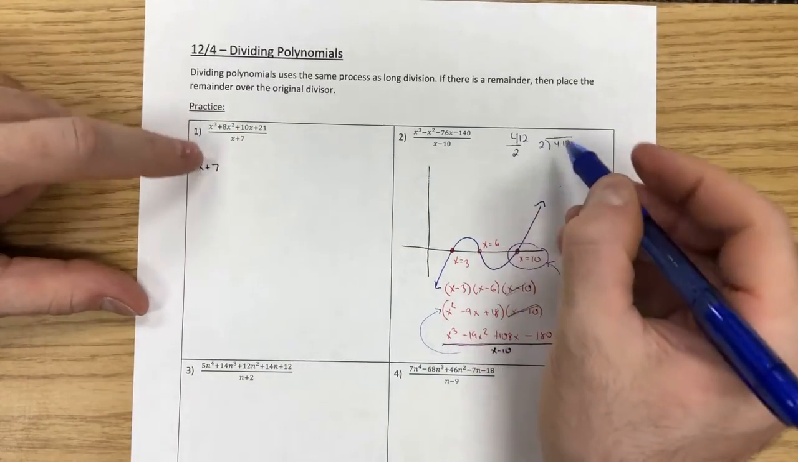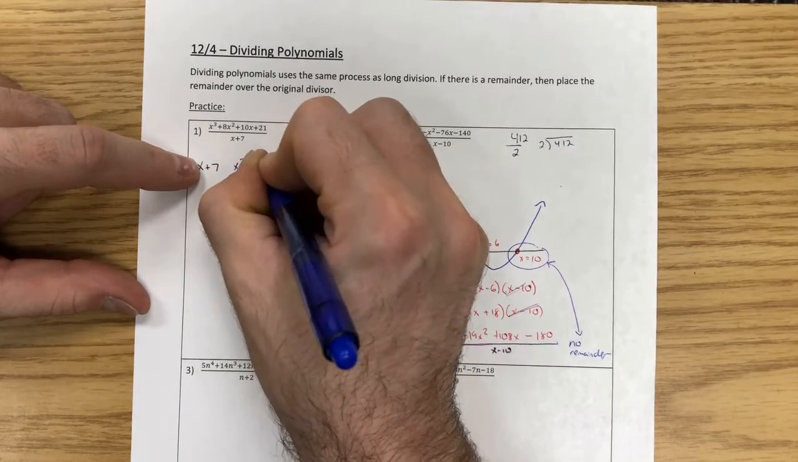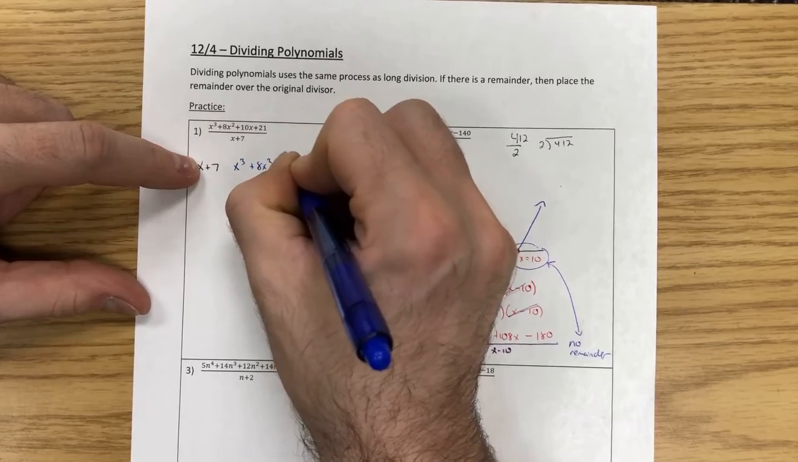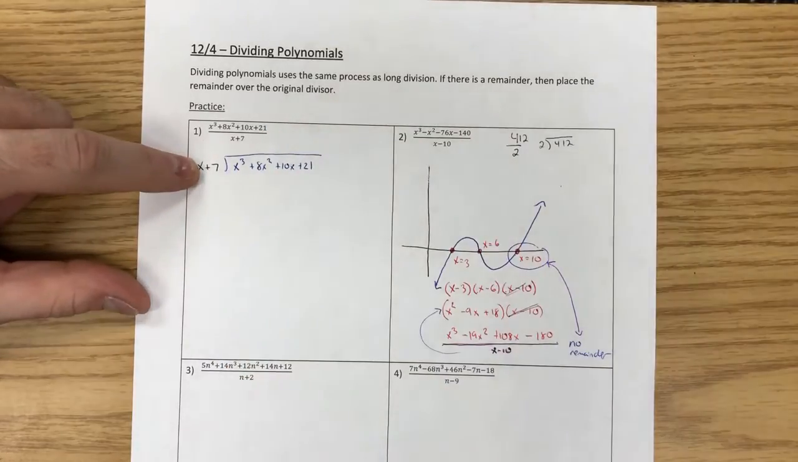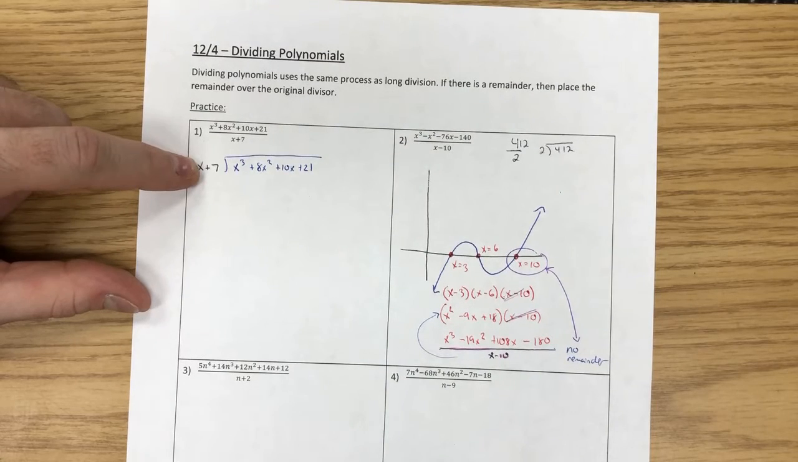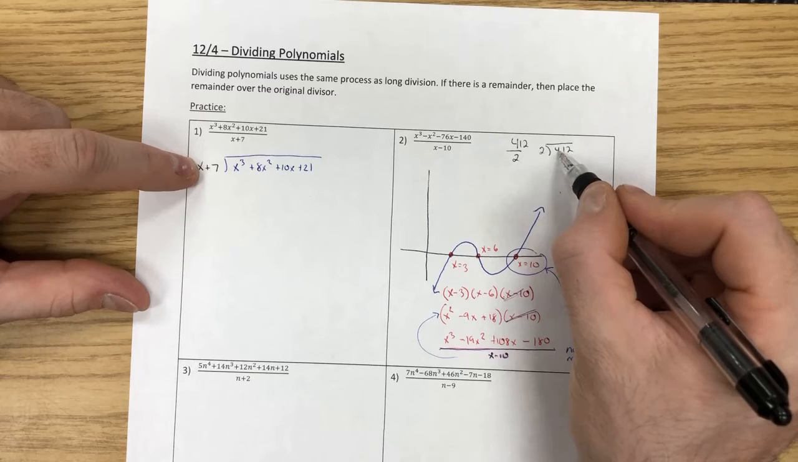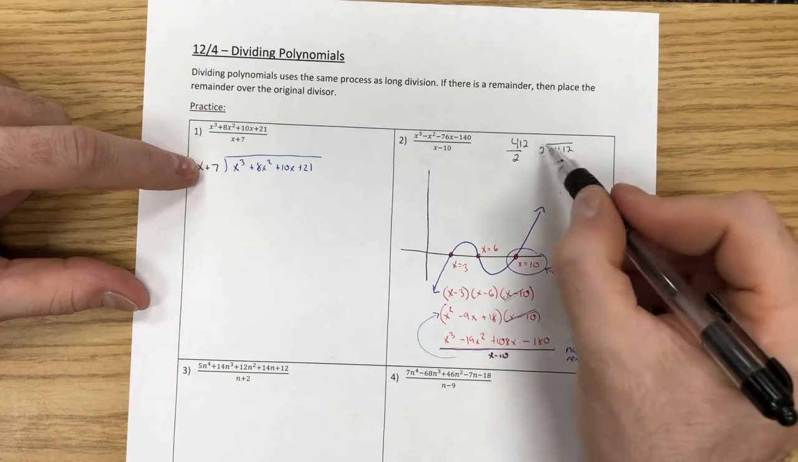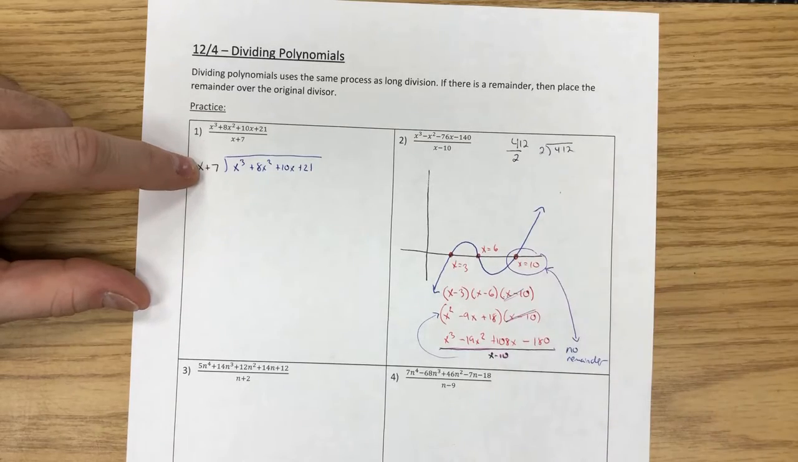I'm going to take the top number and slide it over here. So I'm going to take the x cubed plus 8x squared plus 10x plus 21 and divide it in there. And now the same thing, normally we ask the question, 2 fits into 4 how many times? I'm going to ask a slightly different question. 2 times what gives me 4?